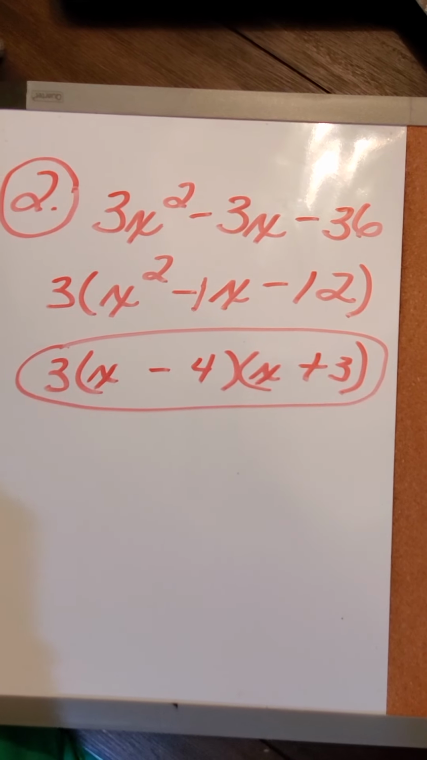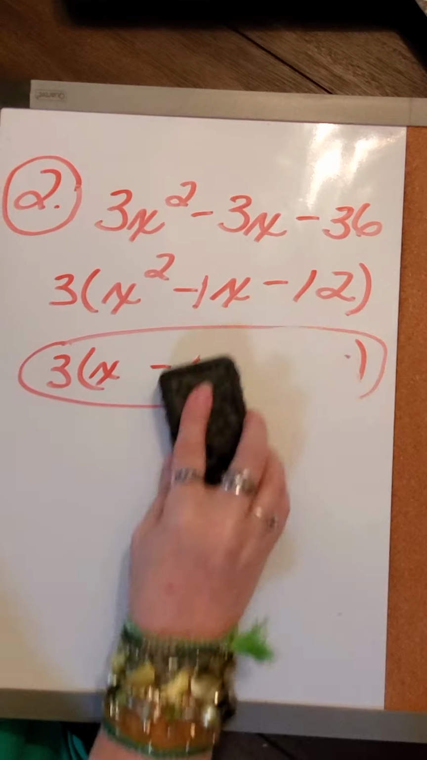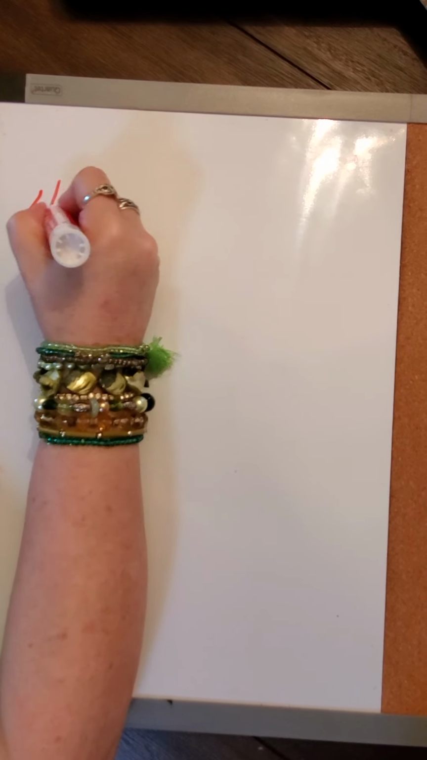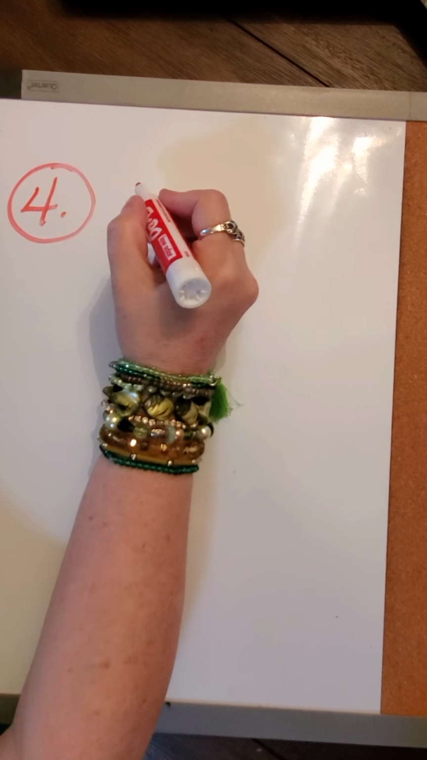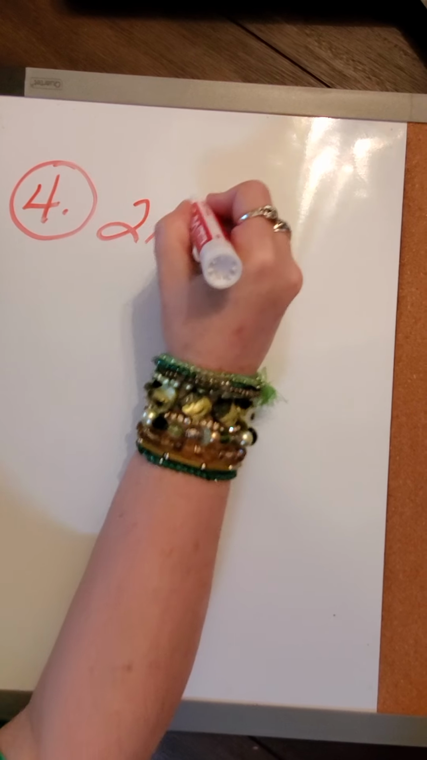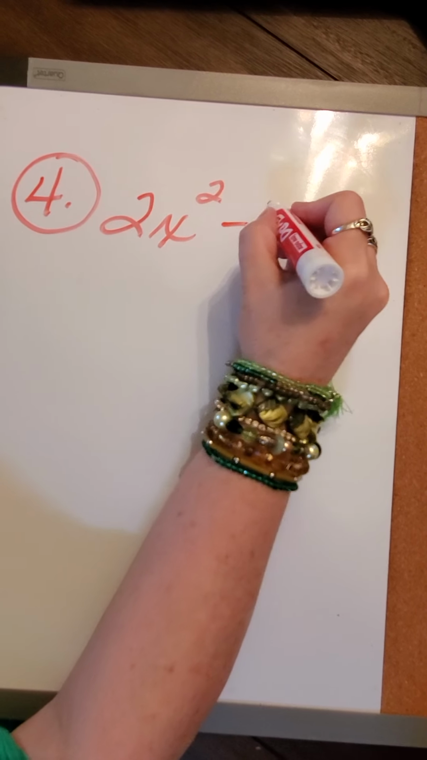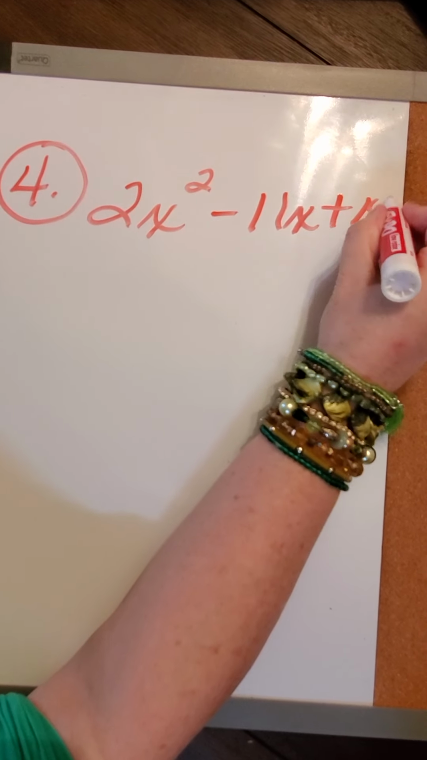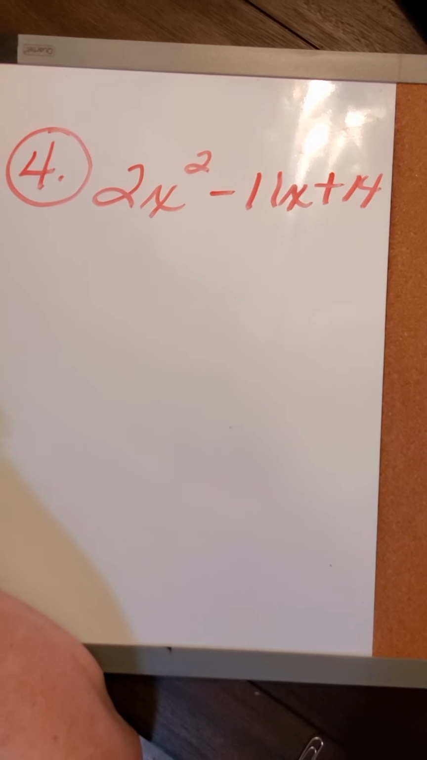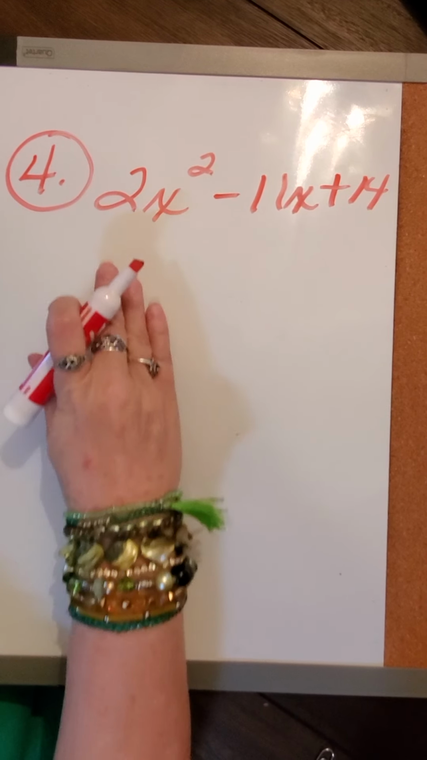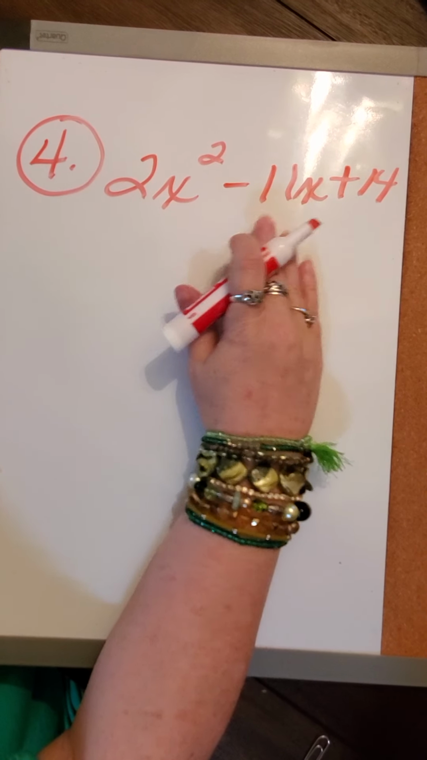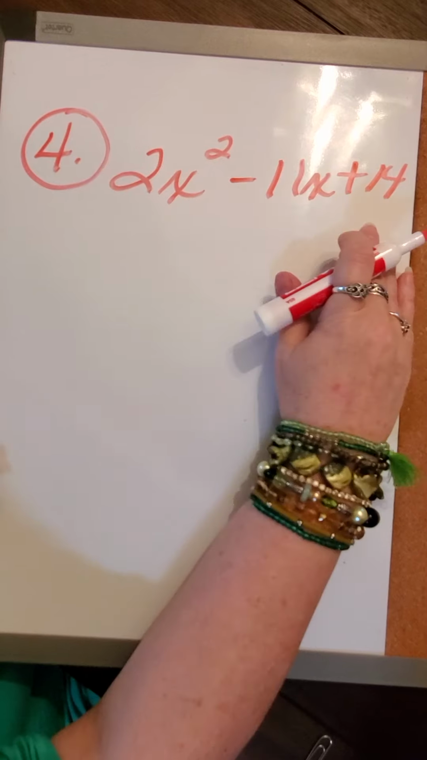Okay, next we're going to do number 4. We have 2x squared minus 11x plus 14. Now, we look to first see if we can factor anything out, and there's not a number that's going to go into 2 that also goes into negative 11 and also goes into 14. So nothing will factor out.